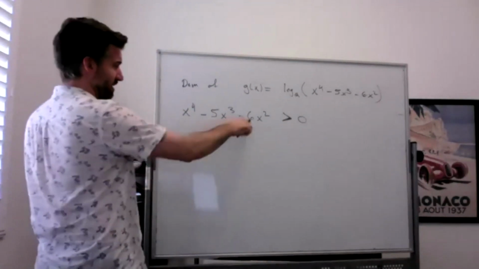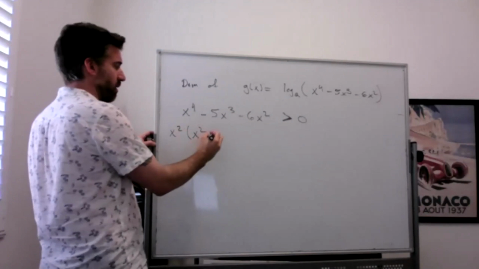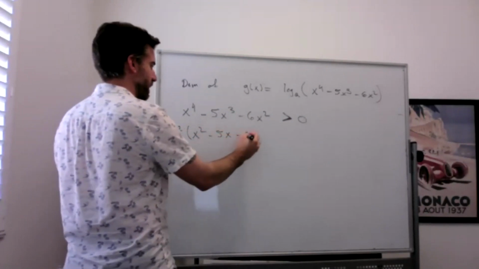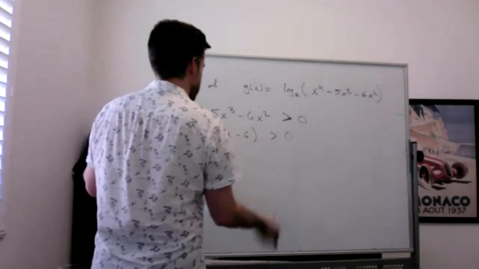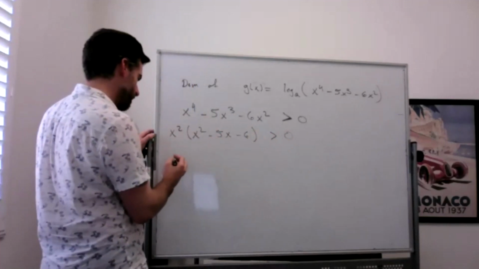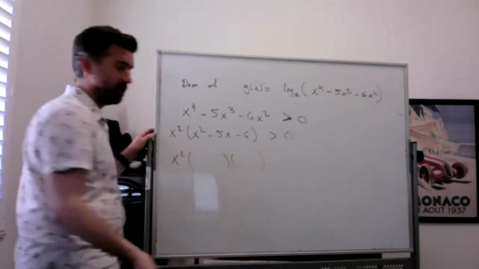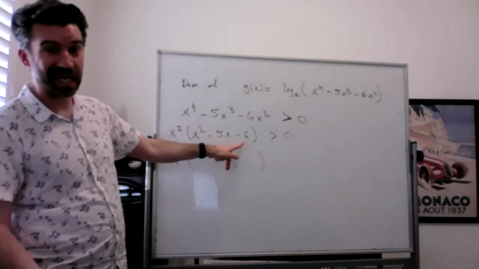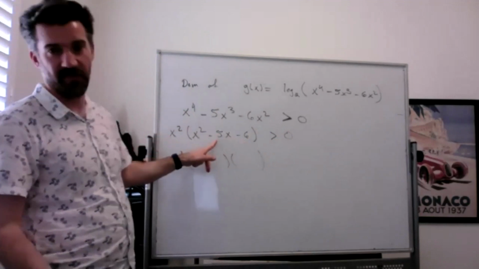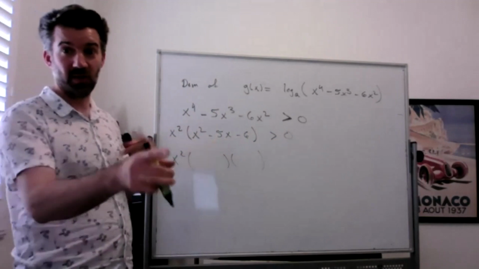I see I can factor out x squared. I'm left with x squared minus 5x minus 6. And then I want to factor this further if I can. This one is always tricky with the 5 and the 6, because you need things that multiply to -6 and add up to -5. That would be -6 and +1, not 2 and 3, right?